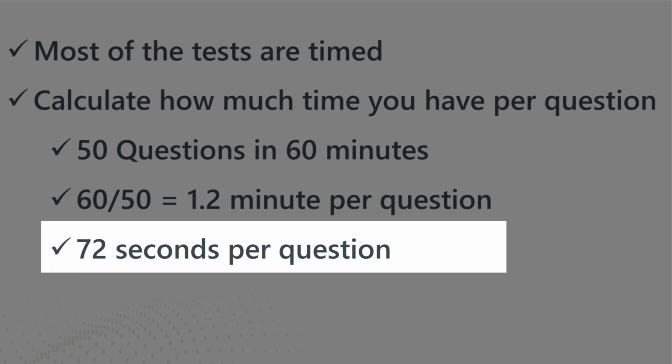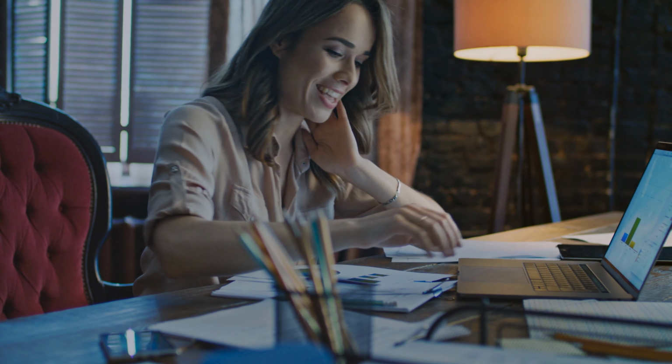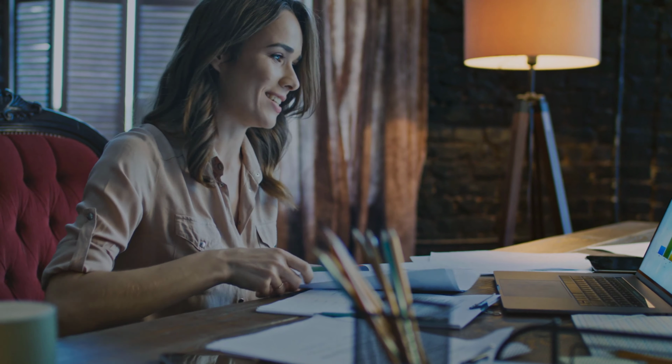By dividing 60 by 50, it will give you the answer that you need about 1.2 minutes per question, which is an equivalent of 72 seconds per question. Having this information handy will tell you how much time you need to allocate per each question. Now let's continue and get you ready for the assessment test.